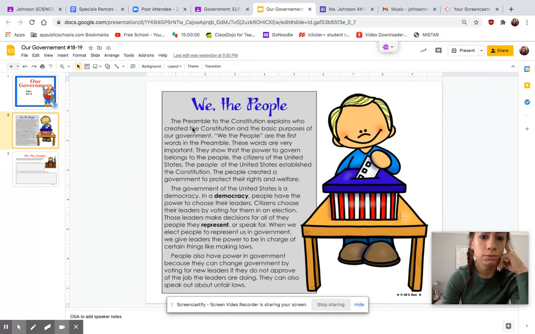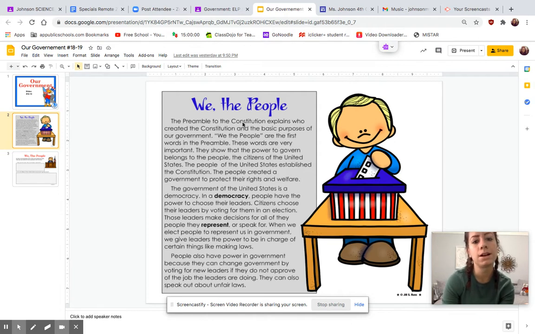We the people. The preamble to the Constitution explains who created the Constitution and the basic purposes of our government, or why we created it. We the people are the first words in the preamble. These words are very important. They show that the power to govern belongs to the people, the citizens of the United States. The people of the United States established the Constitution. So they created it. The people created a government to protect their rights and welfare.